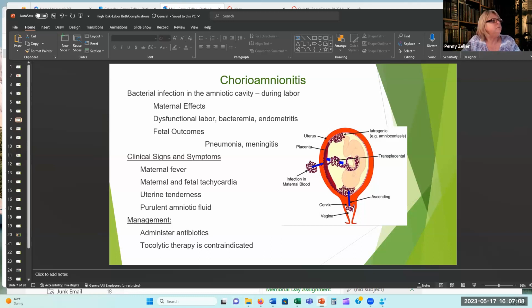Any time that we have a client that has an infection and develops preterm labor, we're not going to try to stop the labor, because we can't treat the infection and we're putting the fetus at risk. It's contraindicated to use tocolytics with a client with a fever.